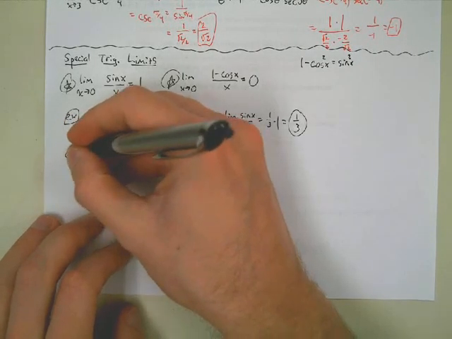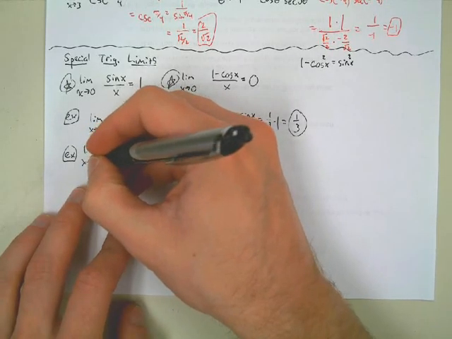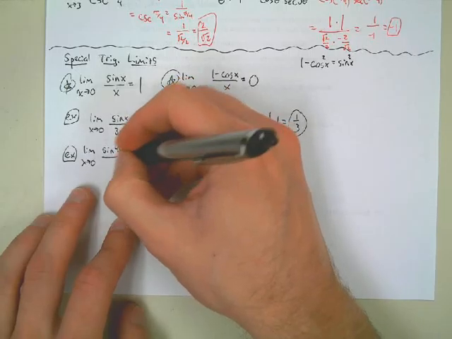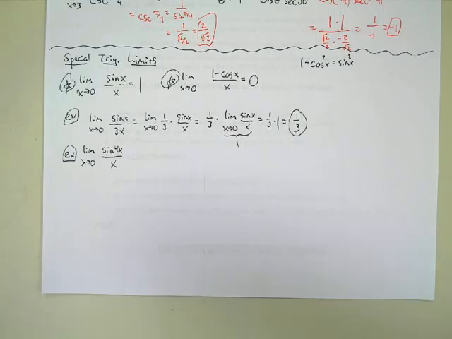Okay. Let's try another one. Another kind of interesting one here. So we got sine of 4x over x. Okay, so here, yeah, question. I was just going to say, is that where you throw the 4 out front? So again, let me get to that.